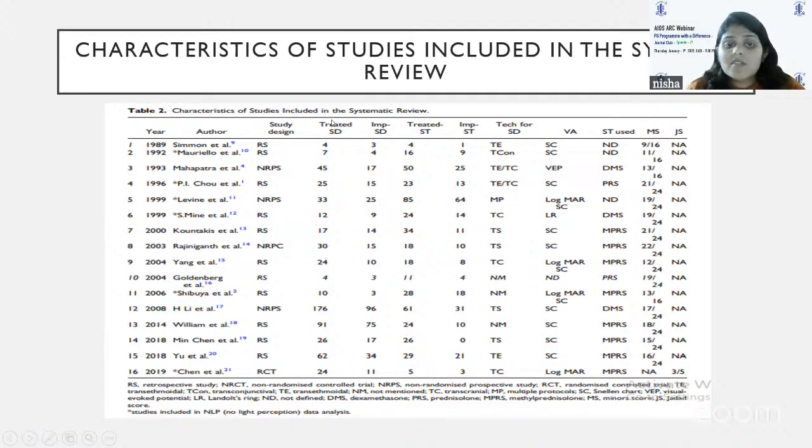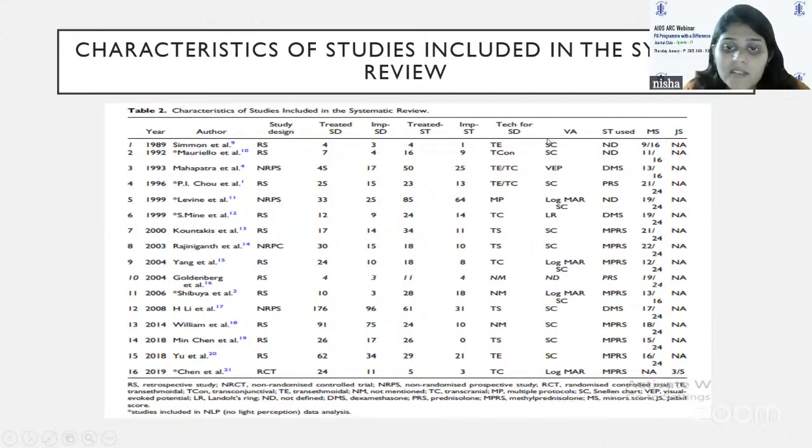Then the next column is the number of patients who were treated with surgical decompression, and the next column is how many of them showed improvement with surgical decompression. And then we have the next column, which is how many patients were treated with steroid therapy, and the next one is how many of them showed improvement with steroid therapy. This column is basically showing what was the approach used for surgical decompression. So the different approaches were transethmoidal, transconjunctival, and also transcranial. And NM, wherever they have mentioned, means that the technique was not mentioned in the study.